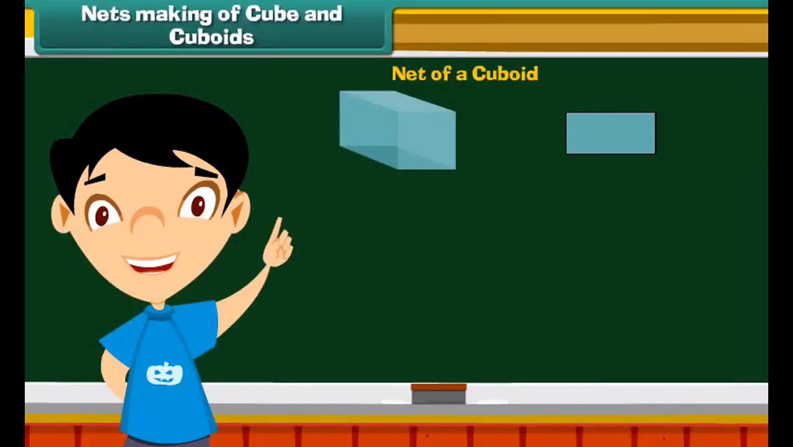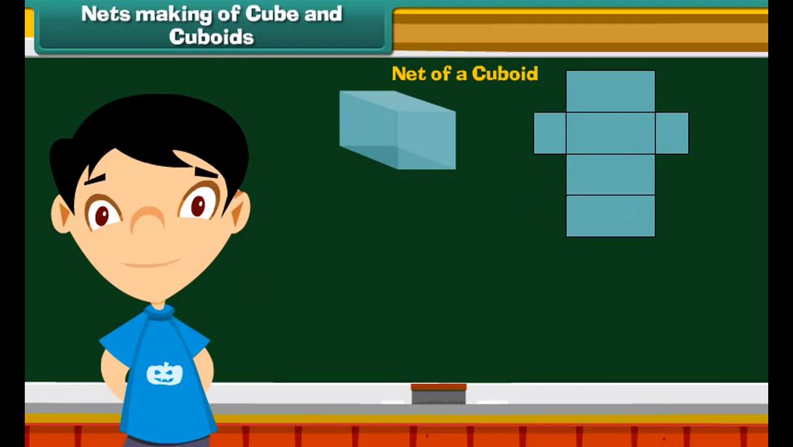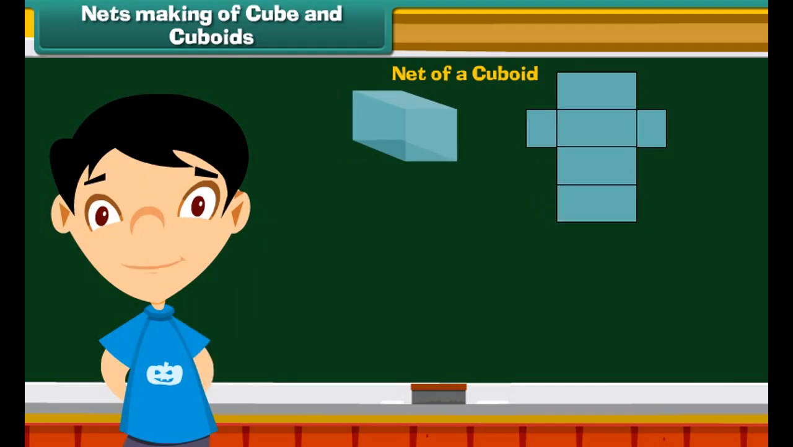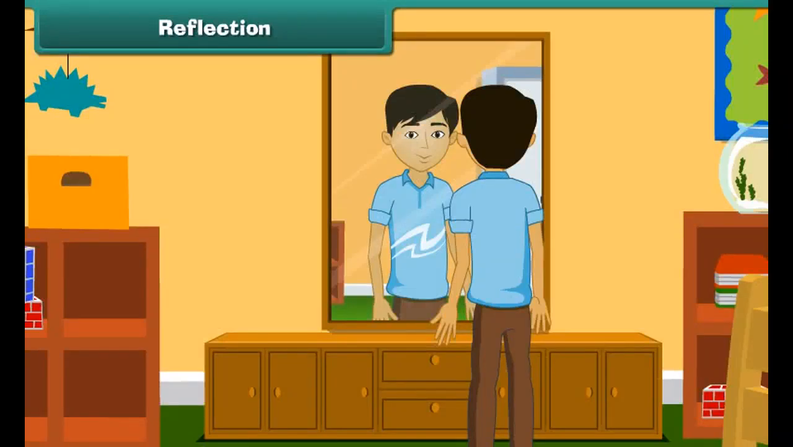Nets, making of cube and cuboids. A net of a 3D shape is an arrangement which, when folded along the common edges, forms the 3D object. Here are some nets.